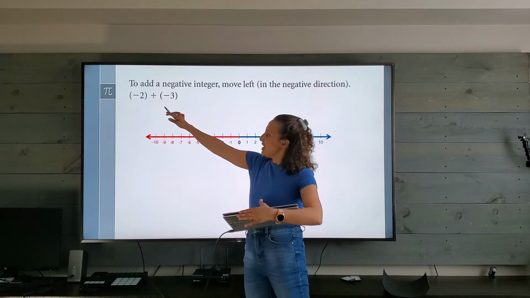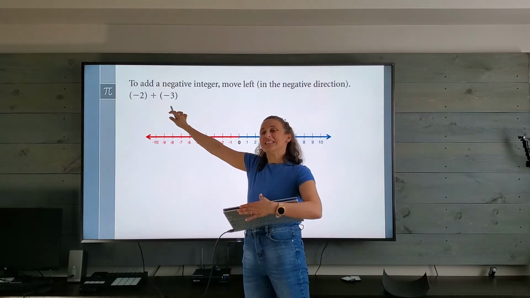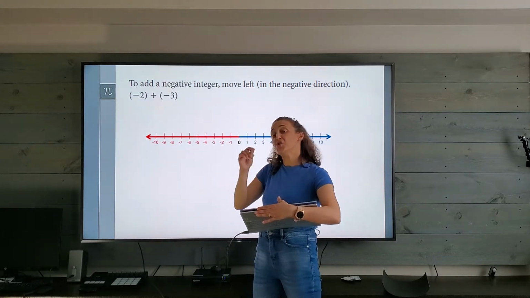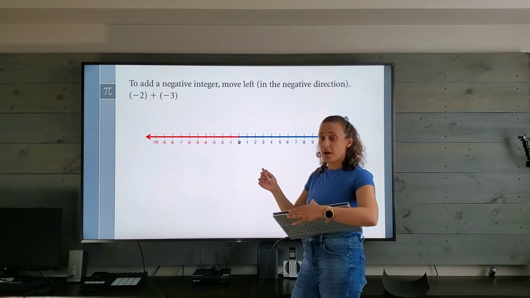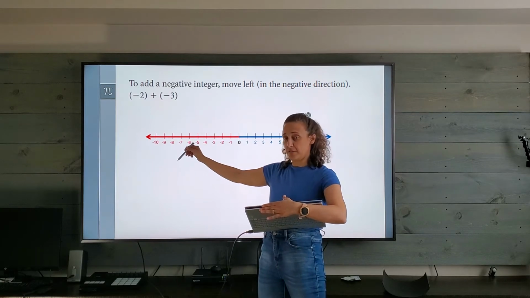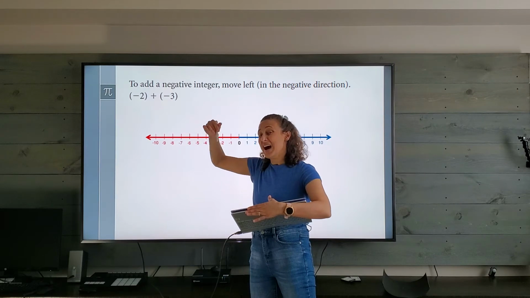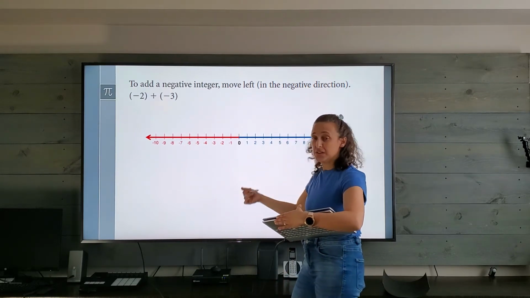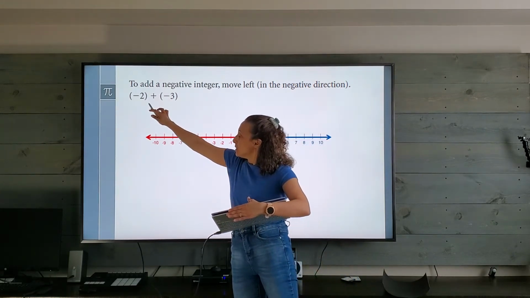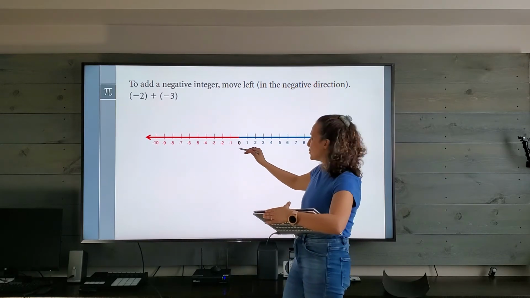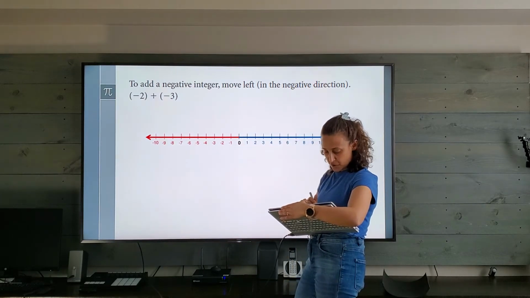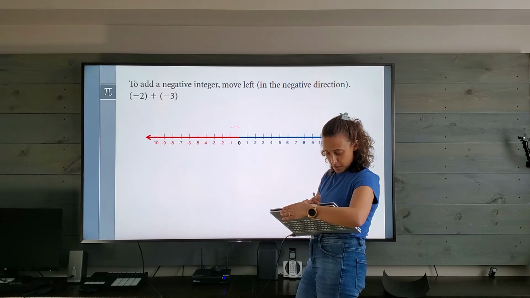I have -2 plus -3. So now I'm adding 2 negative integers. When I'm doing that, I'm going to stay on the negative side of my number line, because both numbers are negative and I'm adding them together. So let's start off. We're going to model that -2 first. So like we did before, we're going to start at the 0, and we're going to go here, and this is my -2 part.